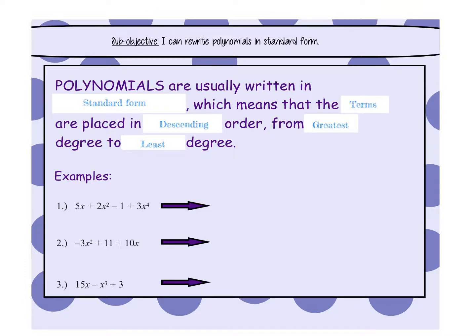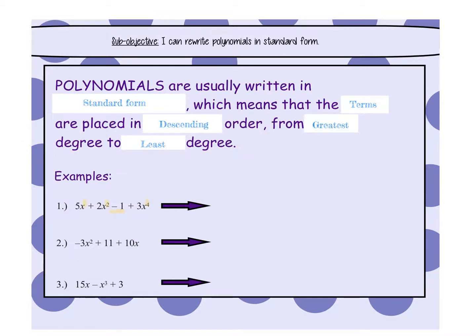So to put it in standard form, I'm going to take the terms and put them in descending order from greatest degree to least degree. So again, we said degree is that exponent value. So here I have x to the 4th, I have x to the 2nd, and when there isn't a number there, it's x to the 1st because there's one x. And then this is called my constant, which means it doesn't have an x. It's always going to be negative 1 no matter what x value is.